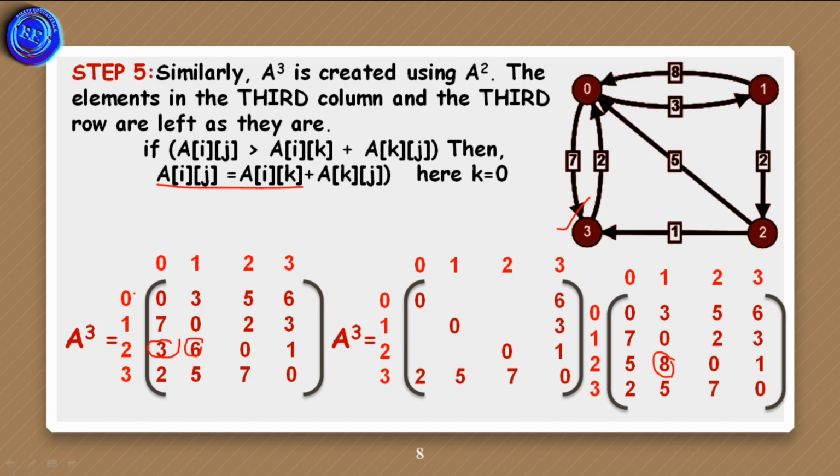And here you may notice that from 0 to 0 there is no edge, so it is represented as 0. From 0 to 1 the shortest path is 3. From 0 to 2 the shortest path is 5. That means from 0 to 2, first it travels from 0 to 1 and then travels from 1 to 2. And coming to 0 to 3, it travels from 0 to 1, 1 to 2 and 2 to 3. So in this way the shortest path is calculated for every pair of vertices.